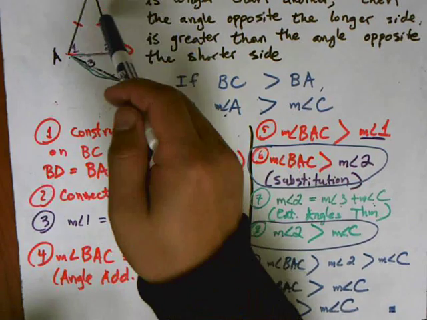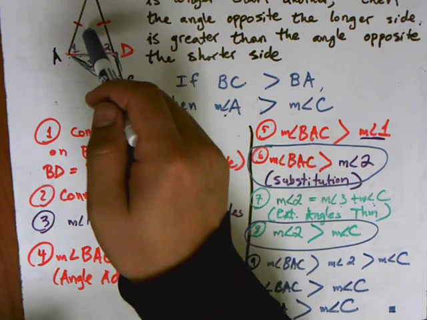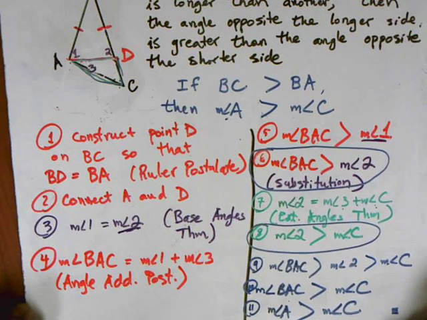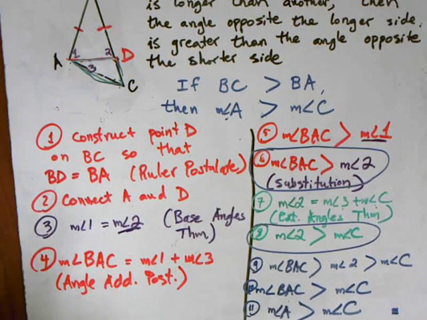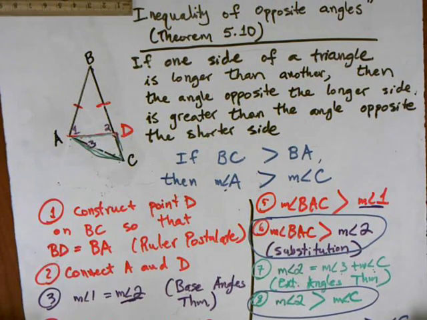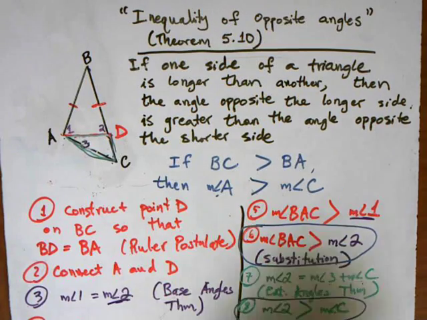The key step here is making this mark right here, this point D, so that I have an isosceles triangle inside of the other triangle that I'm using. But once I do that and follow all the steps, you can see that the measure of angle A has to be bigger than the measure of angle C. And this theorem, Theorem 5.10, there's no official name for it, but it's fairly important because it is used as a key part in the triangle inequality theorem, and that's one of the later videos.